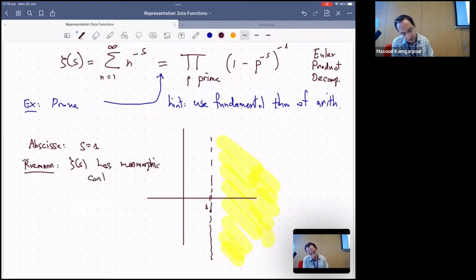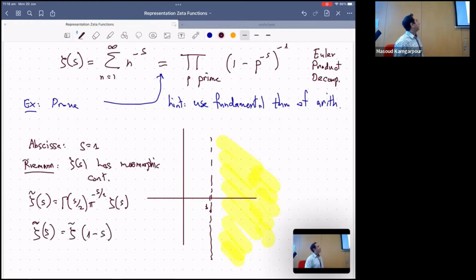Has meromorphic continuation, and in fact, if you just slightly change it by multiplying with a gamma factor, then you see that this zeta function satisfies the functional equation. I mean, this is to begin with. You just observe that this is a convenient factor to add, so that you get a functional equation.